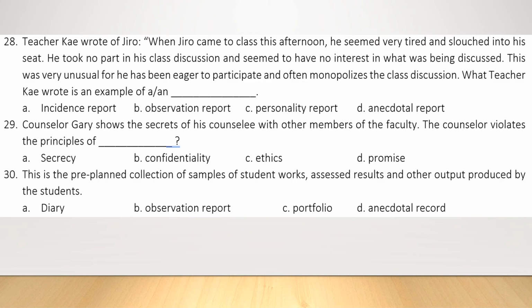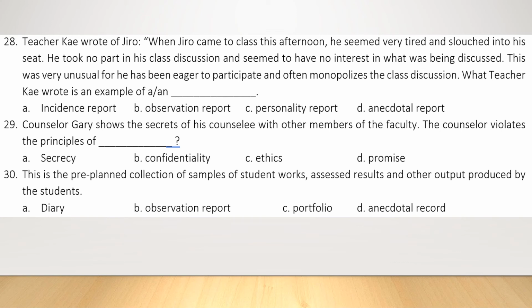Number 28. I don't know sa pabasa ni Teacher Kai, Teacher K. Teacher Kai wrote of Gyro. When Gyro came to class this afternoon, he seemed very tired and slouched into his seat. He took no part in his class discussion and seemed to have no interest in what was being discussed. This was very unusual, for he has been eager to participate and often monopolizes the class discussion. What Teacher Kai wrote is an example of, that is, anecdotal report.